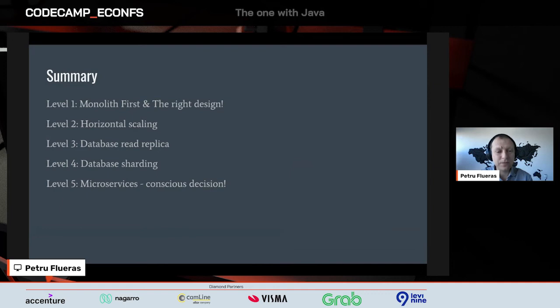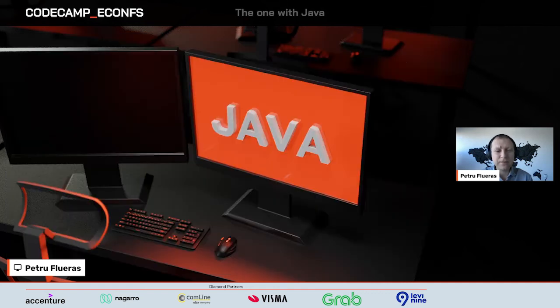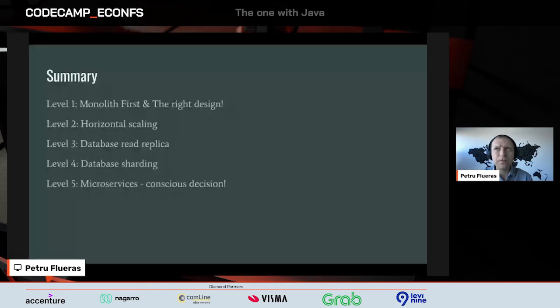Level 2, horizontal scaling. You have to design it stateless. Sometimes this is a challenge. Level 3, you can bring in database replica. Level 4 is the database sharding.